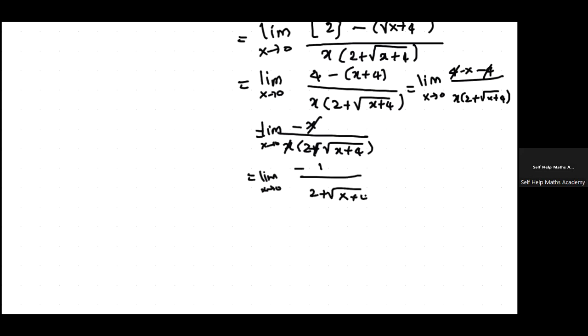At this position, if you substitute the value where x is 0, the denominator is not going to be 0. Hence I can just substitute the value: minus 1 upon 2 plus square root of 0 plus 4, which is minus 1 upon 2 plus the square root of 4, which is 2. It is simply minus 1 upon 4. So this is the value. Please remember, whenever you have a square root involved in the rational function, we are going to solve it by using this particular method.